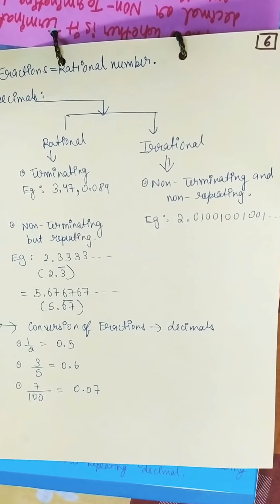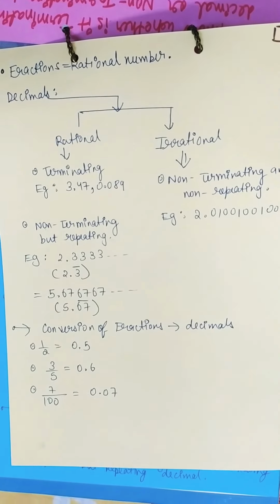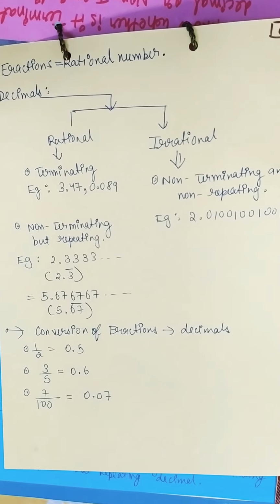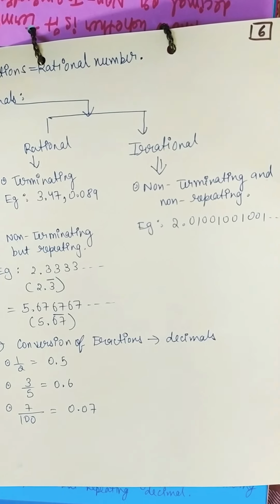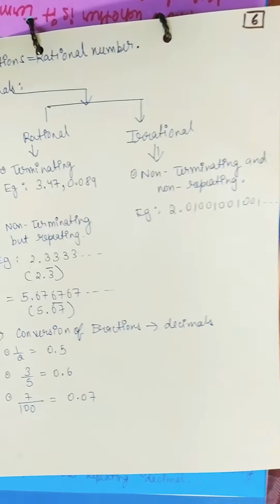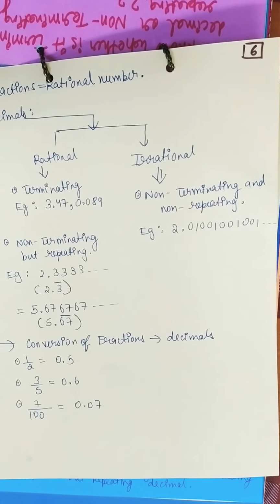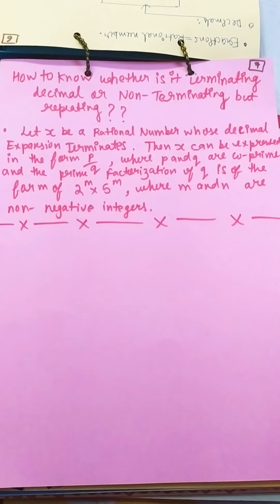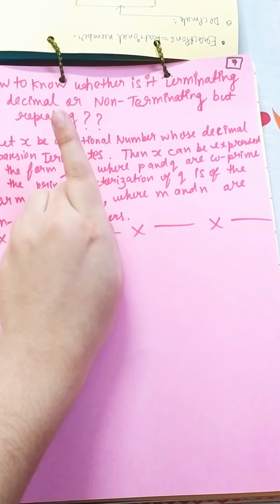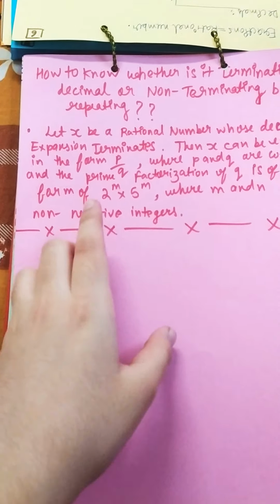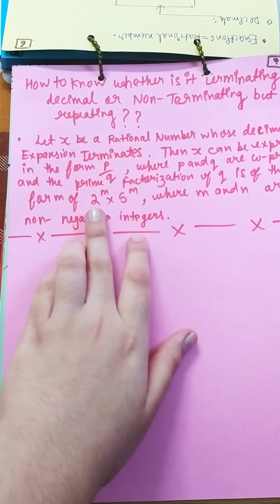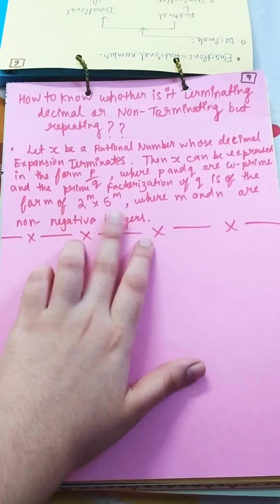Now next, as you can see, it is fractions, terminating, non-terminating. Then how to know whether it is terminating or non-terminating? So we can see that it is 2 into 5.